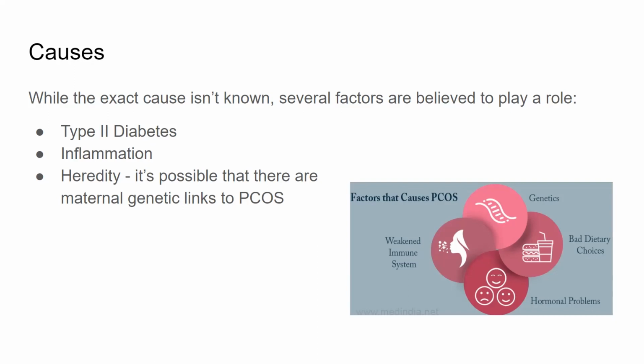The second is inflammation. Women with polycystic ovary syndrome often have inflammation along the reproductive tract, which stimulates the production of androgen in the polycystic ovaries. And this is known to worsen the condition. And then there is a hereditary factor that's not quite proven yet, but scientists do believe that there are maternal genetic links to polycystic ovary syndrome, as it is most commonly seen between mother and daughters and actually sisters.